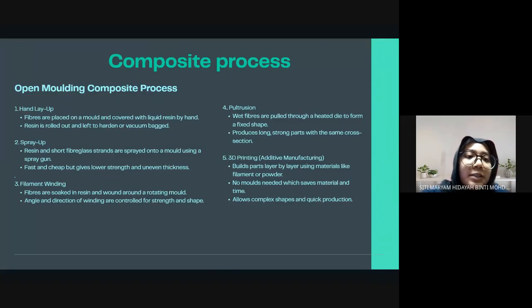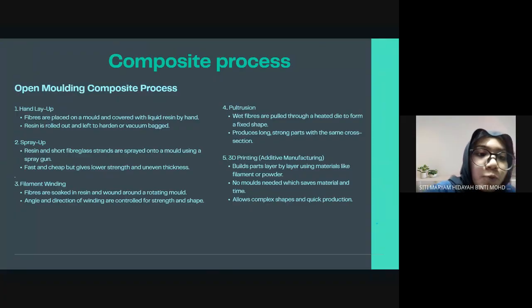The next step is spray up. The resin and then short fiberglass strands are sprayed onto a mold by using a spray gun. It is fast and cheap, but also gives lower strength and uneven thickness. This is common for large and simple parts like boat hulls, bathtubs, and also tanks.